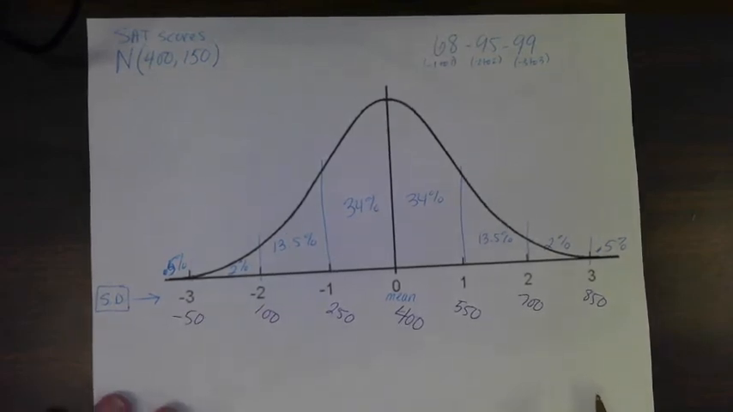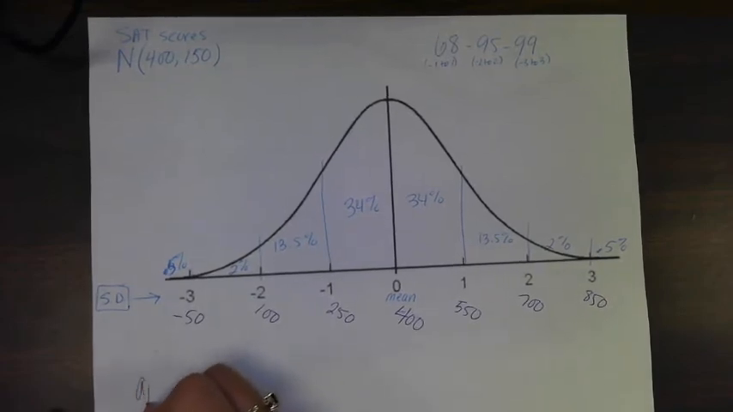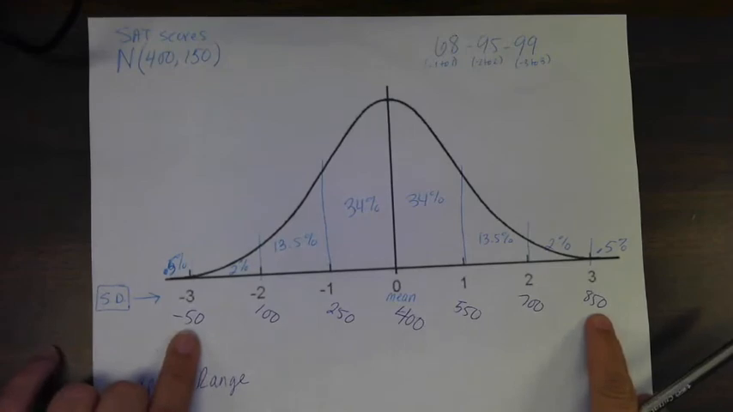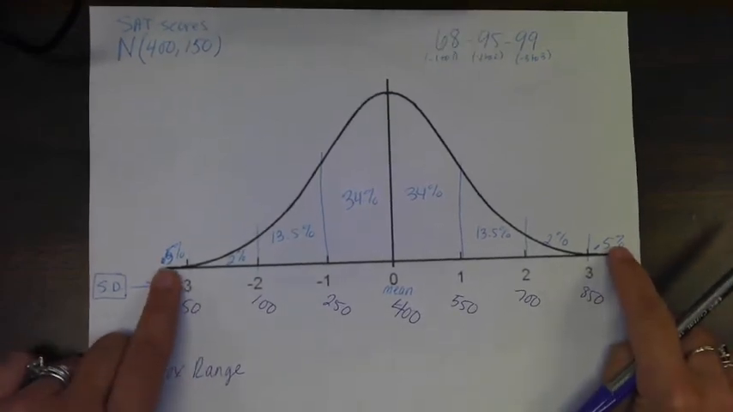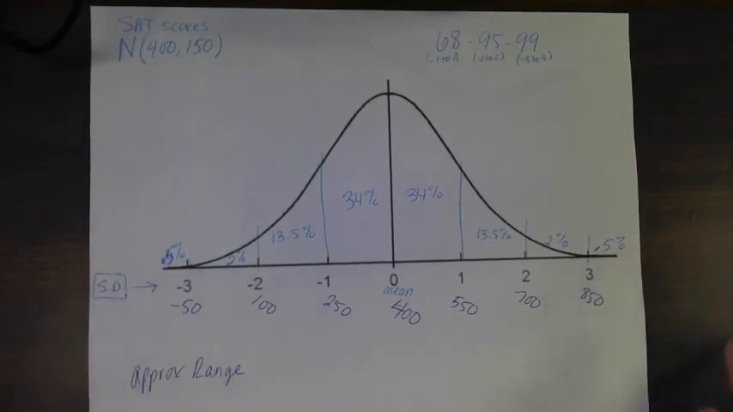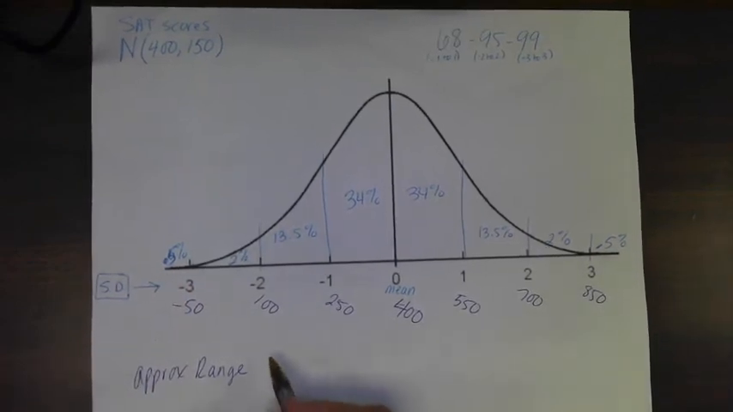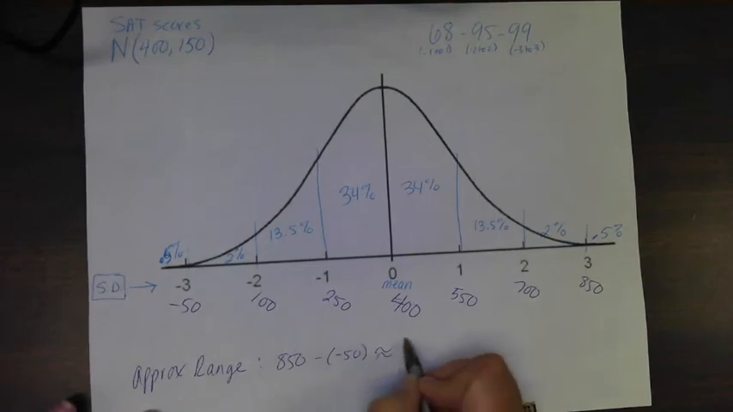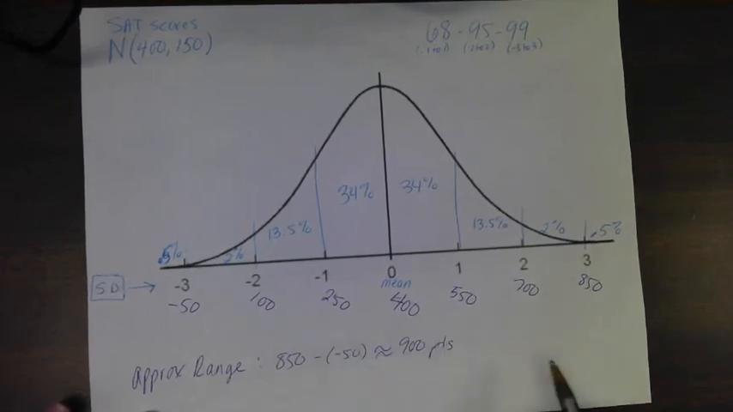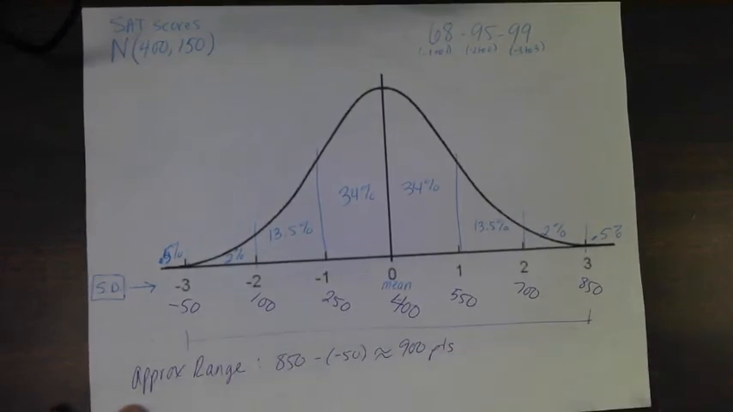All right, and sometimes they ask questions like, what is the approximate range? Range is the total distance from the smallest to the largest, and these numbers don't need to be literally the largest and the smallest, but they're pretty close. There's only 1% of data potentially more extreme, which is a really low number. So my range for this one would go from 850, we subtract the smallest number, so it would be approximately 900 points. This total distance, that would be the range.